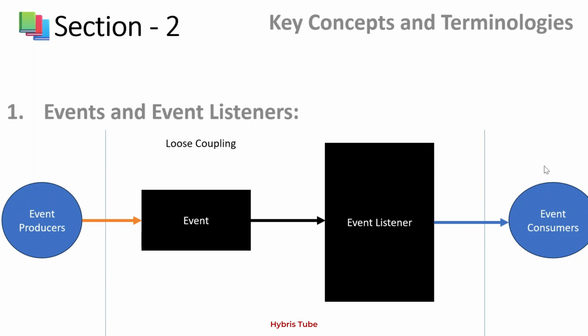The same is depicted in this diagram as well: events and event listeners help in loose coupling between producers and consumers. Here the producer doesn't know when the consumer is going to consume the data, or how the consumer is going to consume the data, because all the logic is written within the listener class itself. Similarly, the consumer doesn't know when the producer is going to produce data. So I hope it is very clear what the use of events and event listeners is: they help in loose coupling, they help in scalability of the application, and there are many other benefits which we are going to see now.